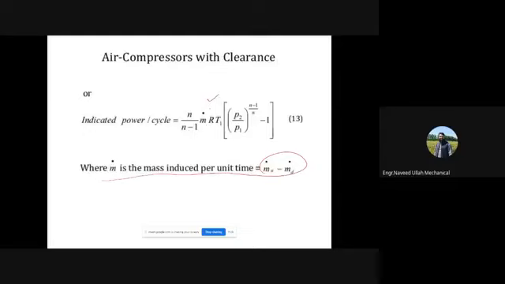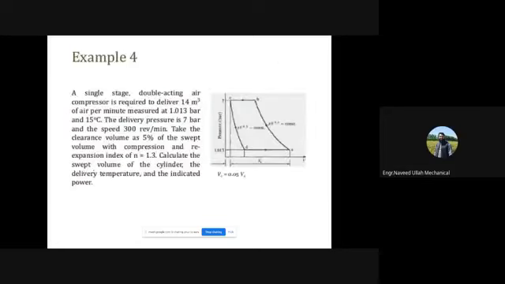So if you know about polytropic index, mass flow rate that you have induced, R is constant, T1 is the initial temperature, you need to know about this. And you need to know about the pressure ratio. ये तो आपको पता होगा. This is basically the requirement. कितना pressure ratio आपको चाहिए. So if you know about all these things, you can find out how much indicated power per cycle will be consumed, right? And from here you can even select the motor for this, right?